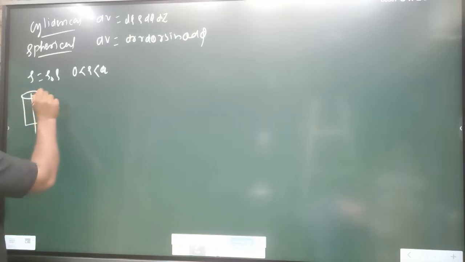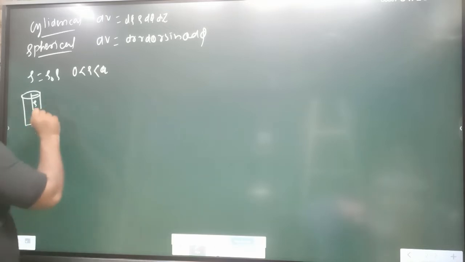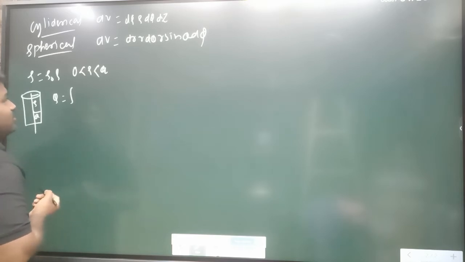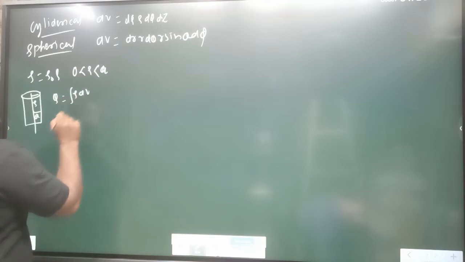Means this charge density varies from 0 to radius a. Got it? Next, Q is equal to how much? Here the system is 3D and non-uniform, so we use the dq upon dV formula: rho into dV.